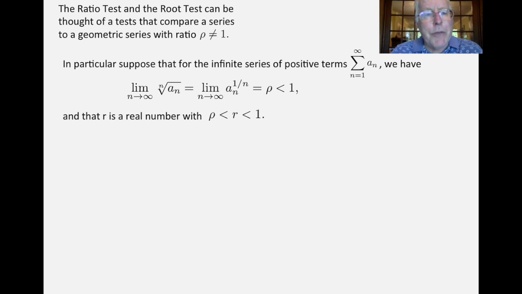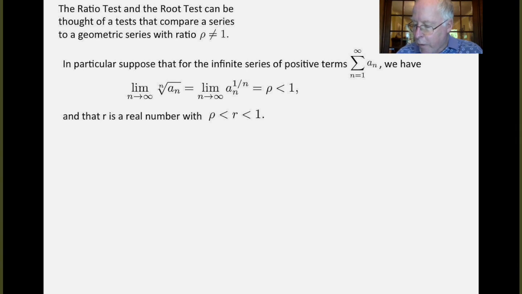Now, the root test can be thought of as really a test that compares a series to a geometric series. The same is true of the ratio test. Both of these tests are really just comparison to geometric series. We're going to see why that's the case for the root test here, because it really is a pretty easy argument. So let's take a quick look as to why these work. So suppose we have a series of positive terms, summation n equals 1 to infinity a sub n.